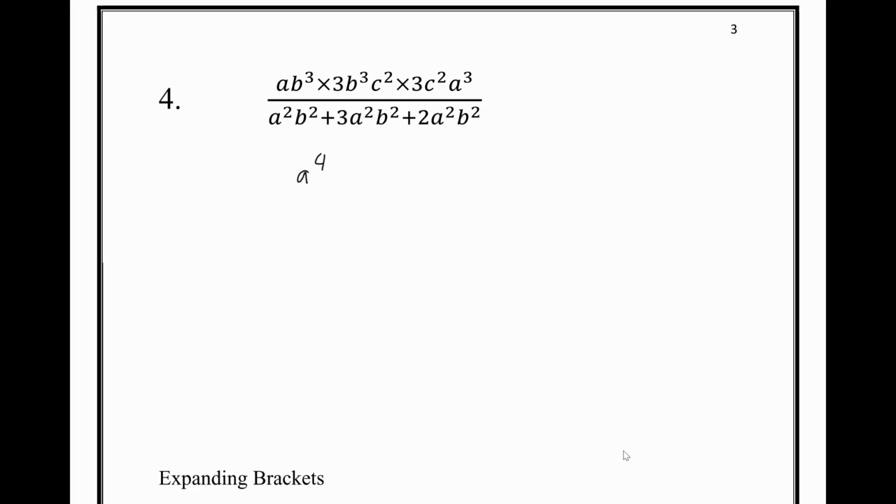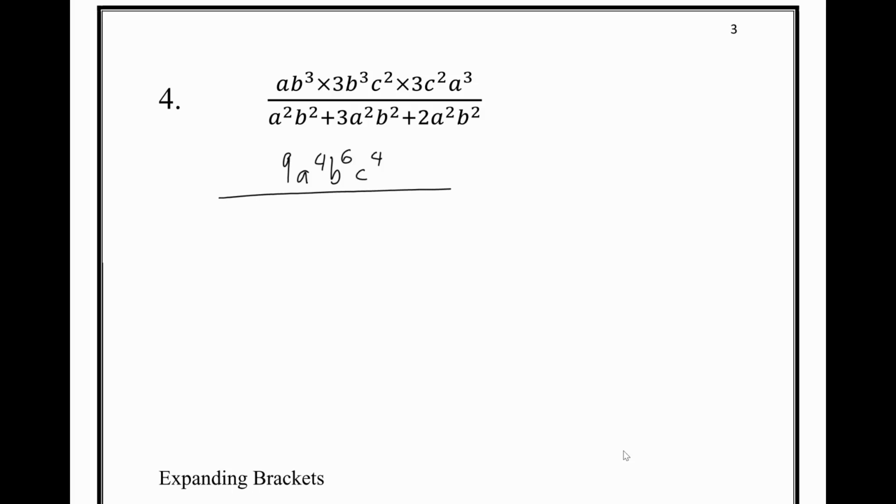Next, we have b's, which is just b to the power of 3 times b to the power of 3, which just gives us b to the power of 6. Moving on to c, we have c squared times c squared, which is just c to the power of 4. Now in terms of coefficients, we just have 3 times 3, which is just 9.